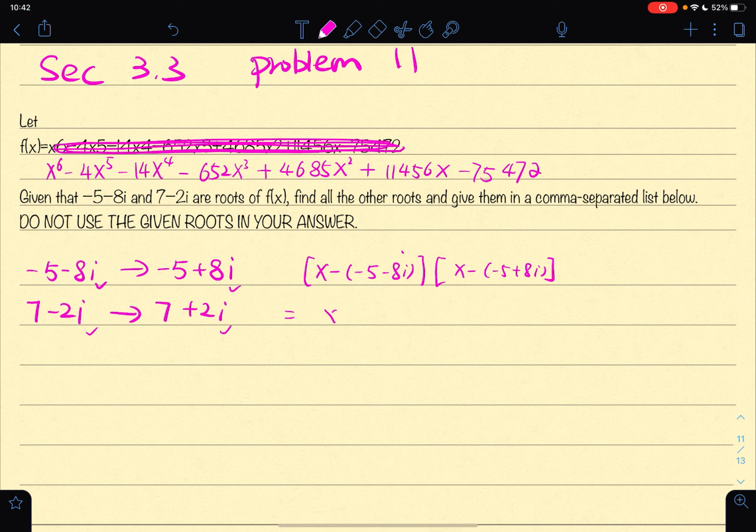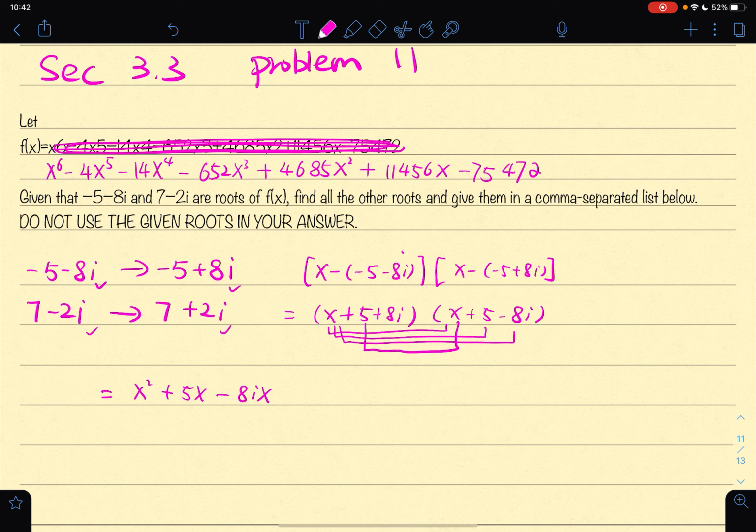So we have x plus 5 plus 8i, and then x plus 5 minus 8i. One way to look at the problem is you can FOIL things out. So you have x squared, 5x, negative 8ix, and keep going: 5x, 25, negative 40i, and the other way around, positive 8ix, positive 40i, and negative 64i squared, which by the way is negative 1. So you end up with x squared, you end up with 10x.